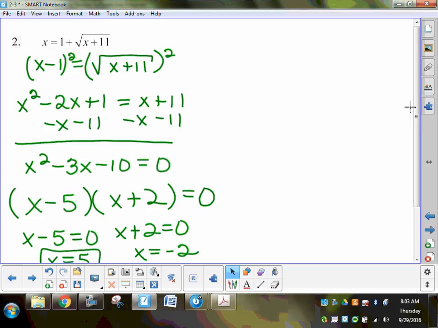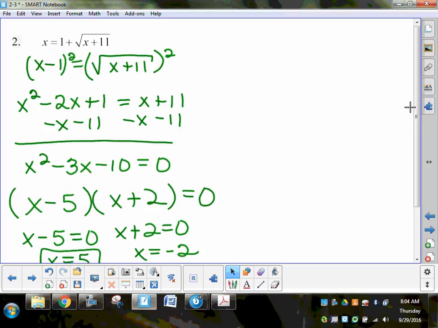Your output's over here. Think about what's going to happen. When you plug a -2 in, you're going to get some sort of output. Notice, -2 plus 11 leaves you with, how much? 9. You can take the square root of that. So it doesn't fall apart. -2 is in the domain of that radical.